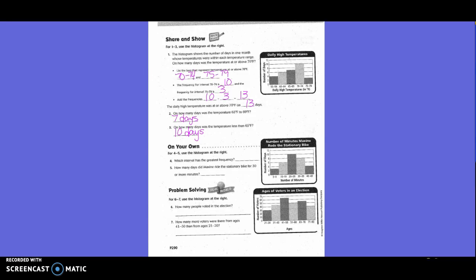So what would we have to do to find number 6, the whole entire thing? Add all of the numbers that are graphed together. So add all of the bars together, right? Okay, so for 21 to 30, what is that? 30. For 31 to 40, what's that? 45. 41 to 50? 65. 51 to 60, 61 to 70, 55, and then 71 to 80, 40.